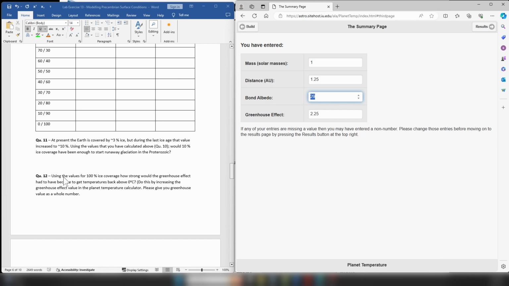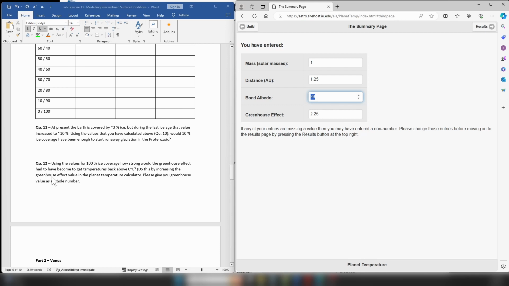So finally, for part 1, we have question 12. So using the values for 100% ice coverage, so that's going to be these values down here, how strong would the greenhouse effect have to have been to get temperatures back above 0 degrees Celsius? So one of the things that we know about Snowball Earth is, obviously, the Earth's surface is not still a giant ice cube. So that brings about the question of, well, how did it stop? What caused the ice to melt?